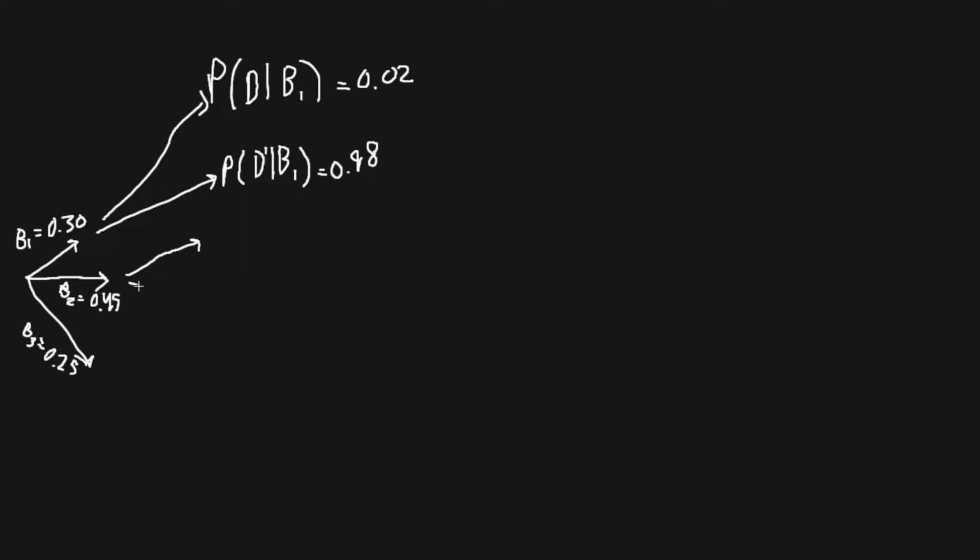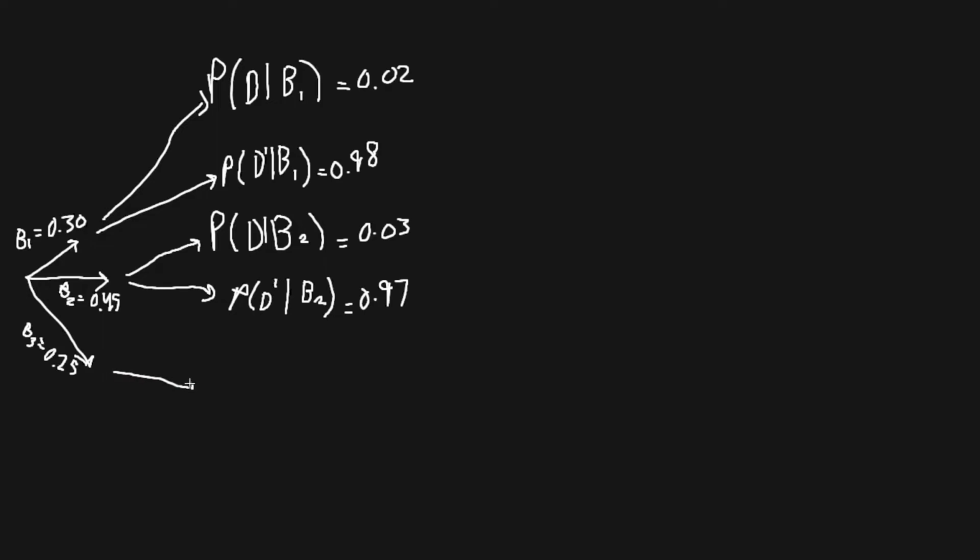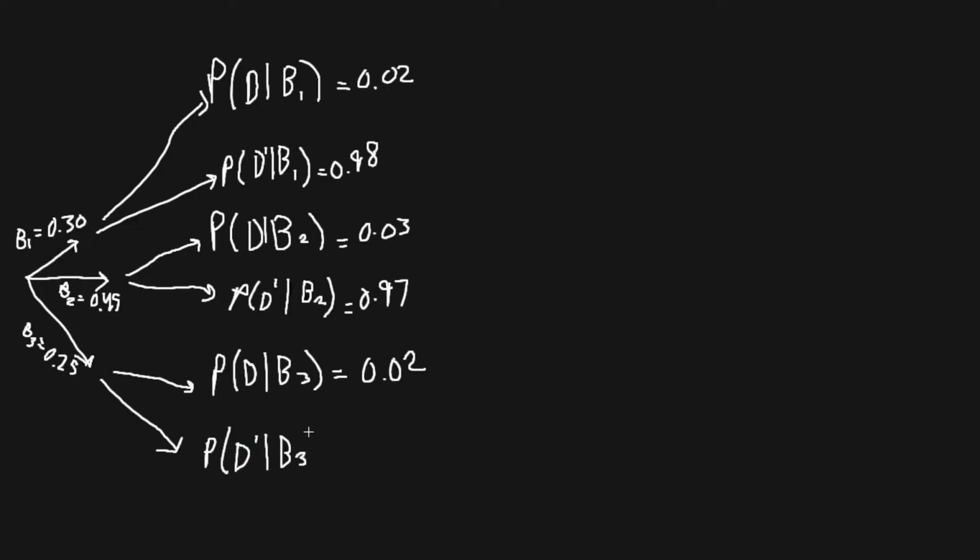Now we can move on to the next one, where the probability of D given B2 is equal to 0.03, which is 3%. And the probability of D complement given B2 is 97%, which is 0.97. Now we can move on to our last one, which is the probability of D given B3, which is equal to 2%. And the probability of D complement given B3 is 98%.